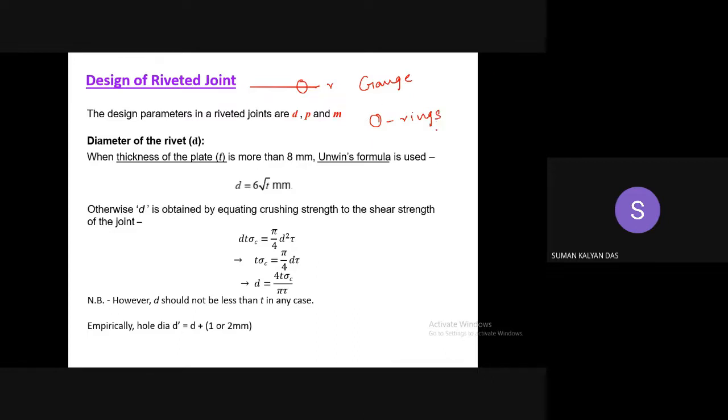Have you seen the black color ring which is used in pressure cooker? Rubber. Yes sir, yes sir. That is what is O-ring. Why O-ring? Because of the shape. It is of O shape. That's why the name O-ring. So this O-ring is a standard mechanical component.